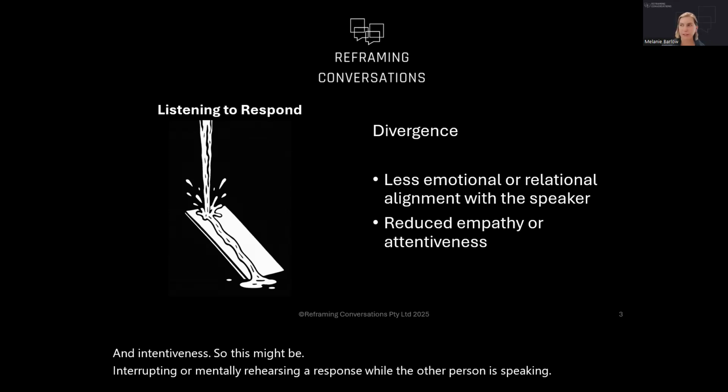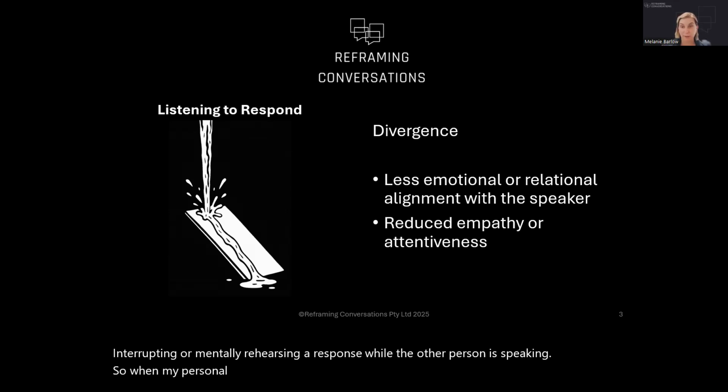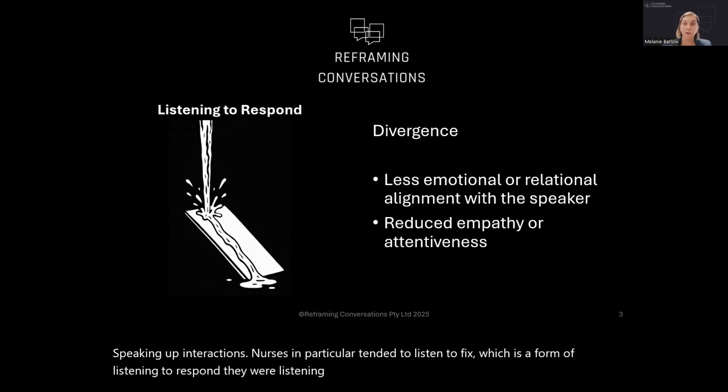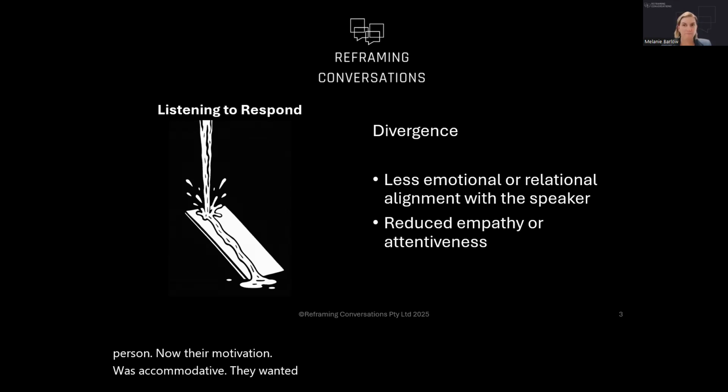So in my personal studies, we're studying receiver behavior in speaking up conversations. When we were looking at and observing speaking up interactions, nurses in particular tended to listen to fix, which is a form of listening to respond. They were listening to what tasks they could do to help the other person. Now, their motivation was accommodative. They wanted to support the other person.